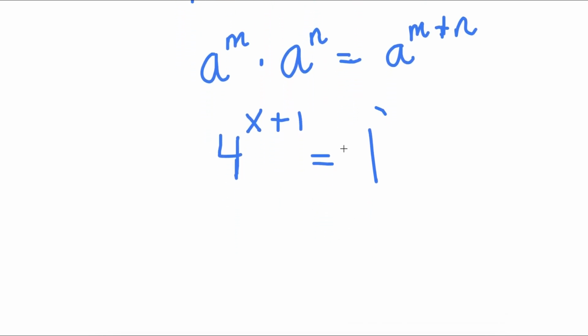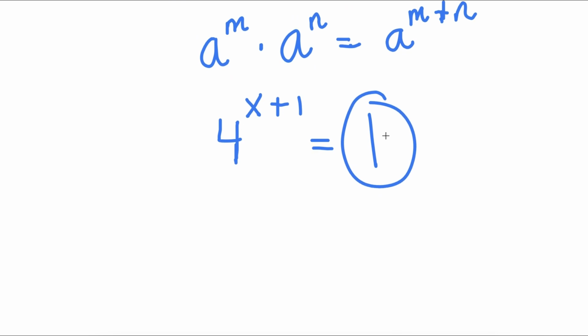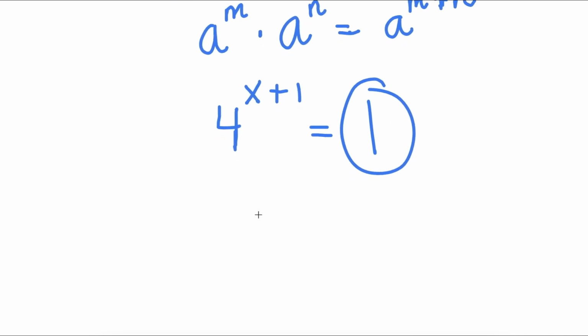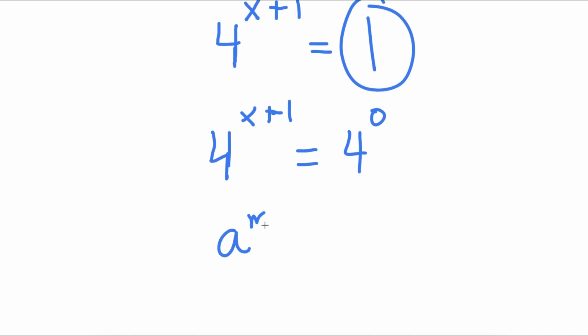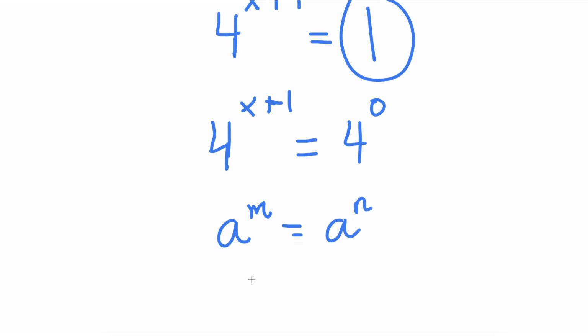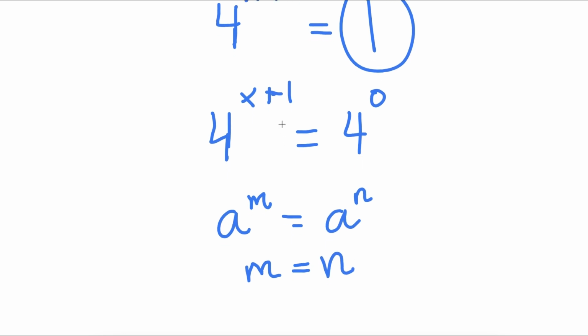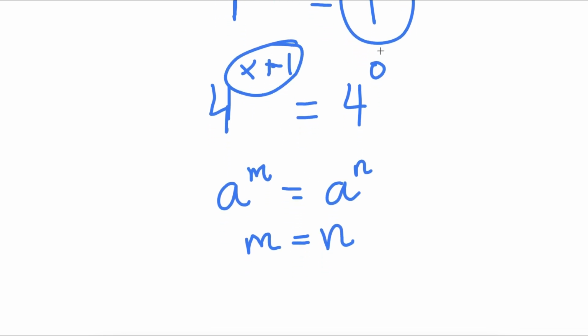So now 1 here is the same thing as 4 to the power of 0. So now I have 4 to the power of x plus 1 is equal to 4 to the power of 0. And if I have something in the form a to the power of m is equal to a to the power of n, this means that m is equal to n. So in this case, x plus 1 here is equal to 0.